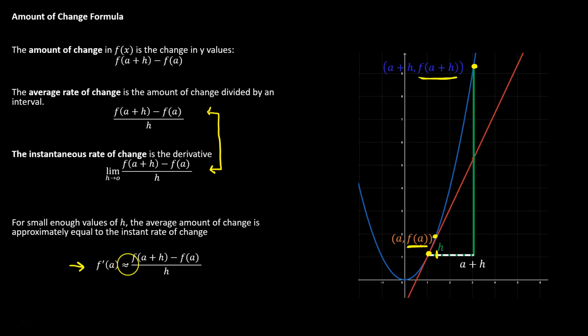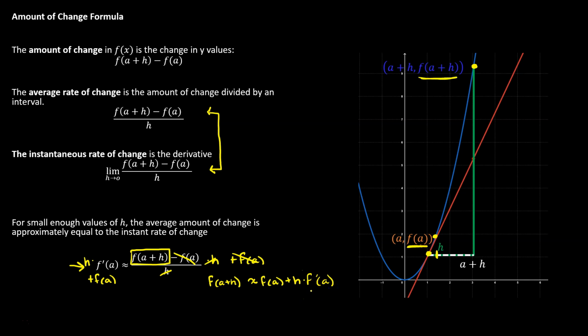And if we say that these are about equal, then we could solve this expression for f at a plus h. So all we would need to do is multiply by h on both sides. That would get rid of the h over here. Then we can add f of a to both sides. That would get rid of the f of a here. And then we're left with f at a plus h is about equal to f at a plus h times f prime at a.